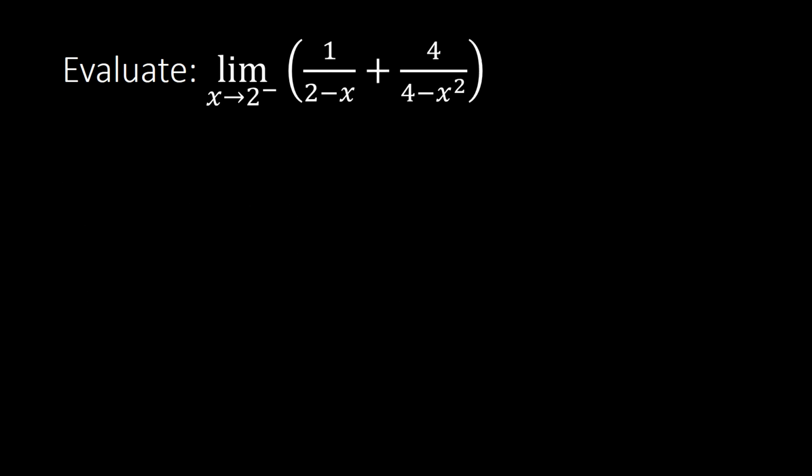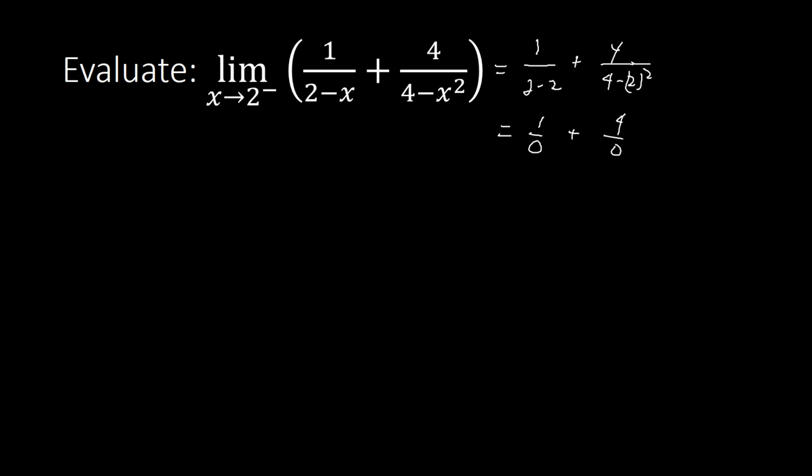Okay, so let's now go for another example. The next example is the limit of 1 over 2 minus x plus 4 over 4 minus x squared as x approaches 2 coming from the left side. If you try to check whether this would lead to a 0 over 0, you may skip that process, so 1 over 2 minus 2 plus 4 over 4 minus 2 squared. This would lead to 1 over 0 plus 4 over 0.